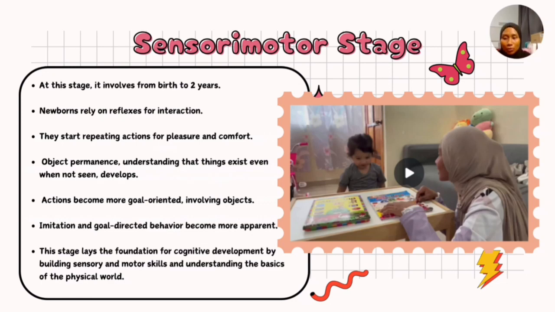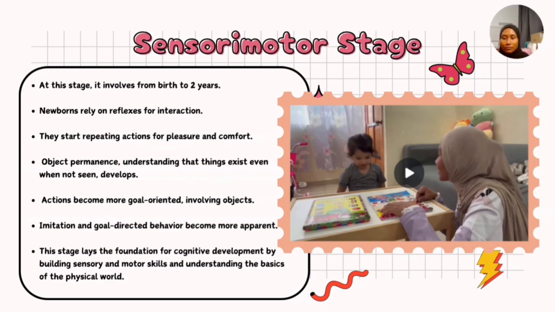As infants grow, their actions evolve into more goal-oriented behaviors, no longer limited to reflexive movements. They actively engage with objects around them, demonstrating intentionality in their actions. Imitation becomes more apparent, and the ability to engage in goal-directed behavior emerges as they observe and mimic actions in their environment. Besides, the sensorimotor stage, in essence, is the building blocks of cognitive development.